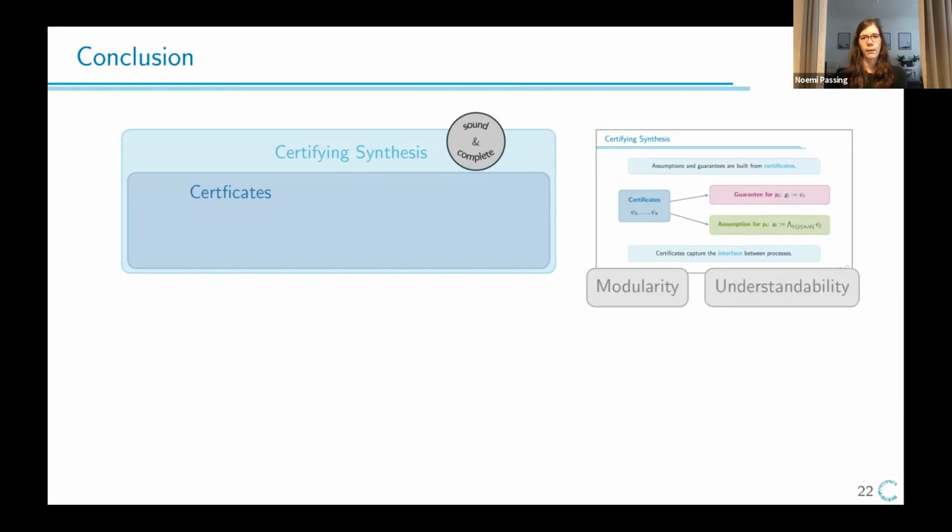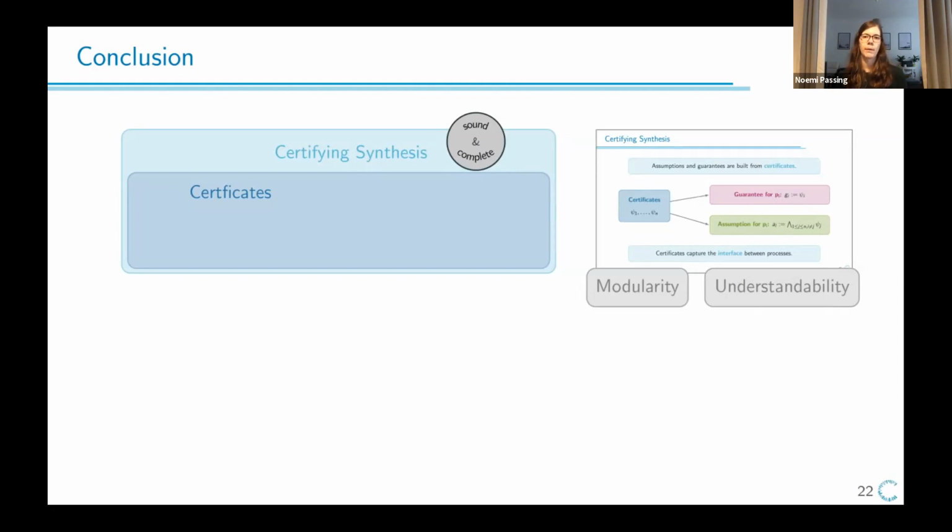Moreover, certifying synthesis increases the understandability of both the system and the solution. And this is because our certificates encapsulate the interface between our processes and therefore in which situations they might interact and may conflict and which agreements they have to establish. So we get a better look at how our processes interact in our system.